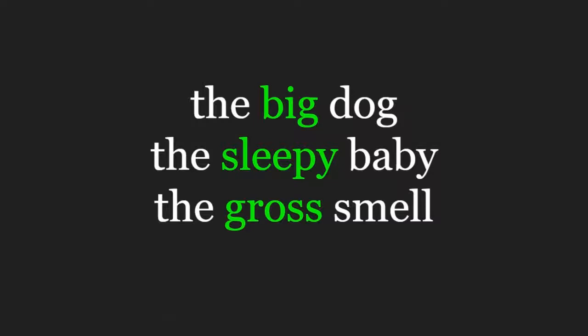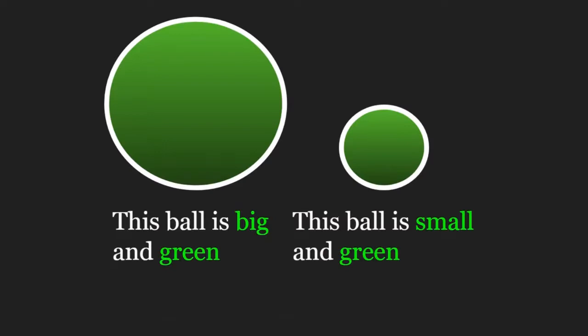Today we're going to talk about adjectives. Adjectives are words that describe nouns. For instance, the big dog. What type of dog is he? What type of baby are we talking about? The sleepy baby. What type of smell is that? That's a gross smell.